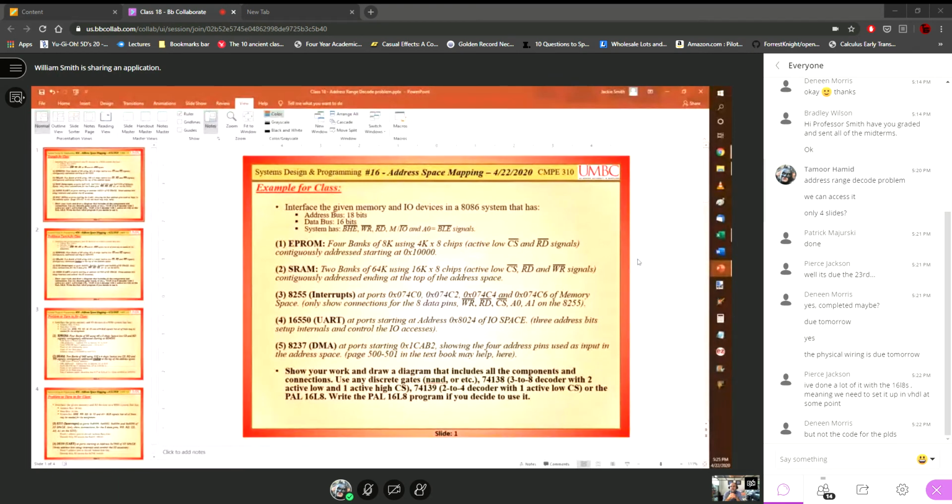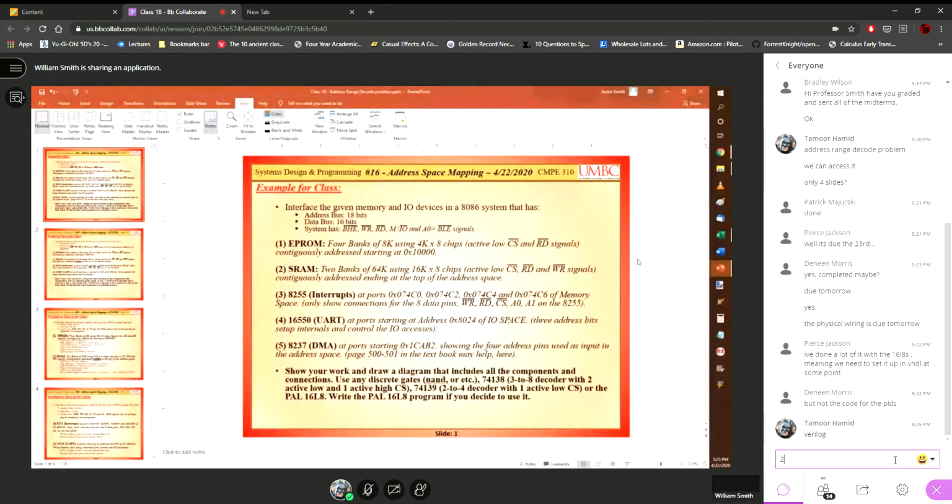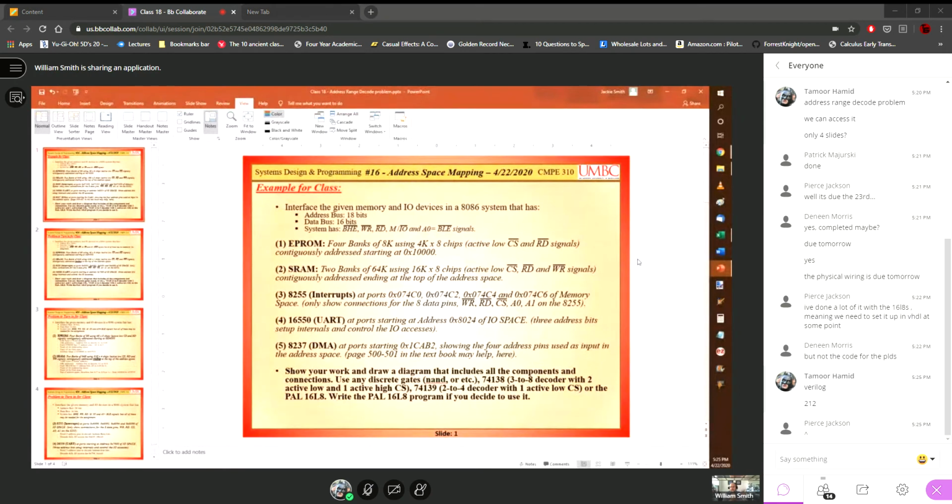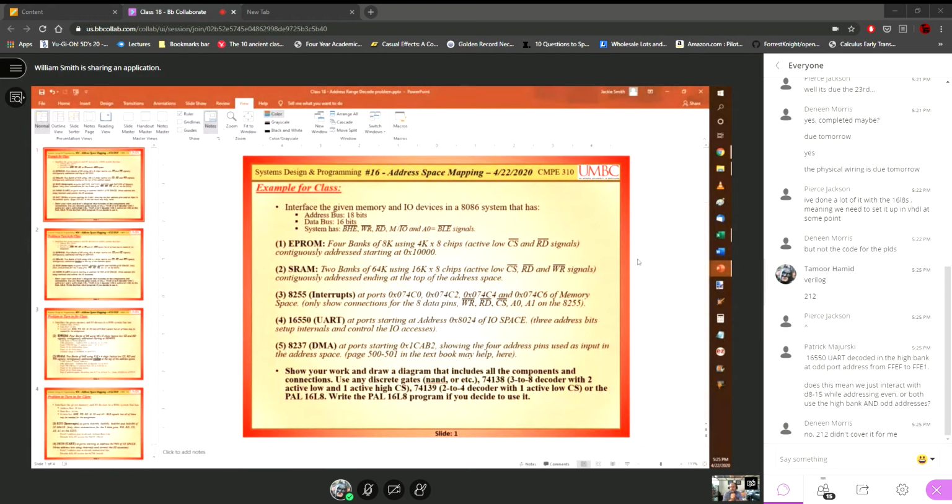Have you guys had a little bit of VHDL or Verilog in the past up until now? Verilog? Okay, Timur says we had Verilog in 212. Okay, good. So you guys are already familiar with the case statement then, theoretically.